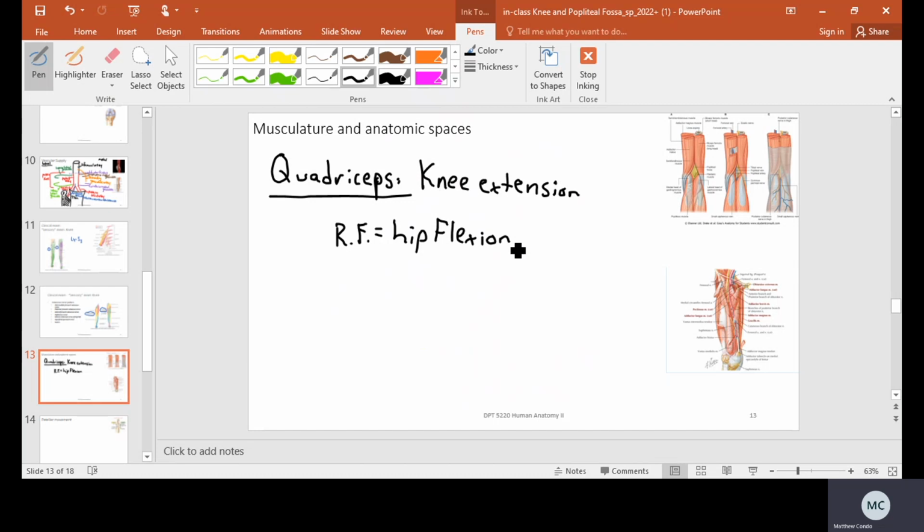All right. Any questions on that? No, quadriceps are pretty easy. They're a pretty big dumb muscle. You'll learn to love them though.